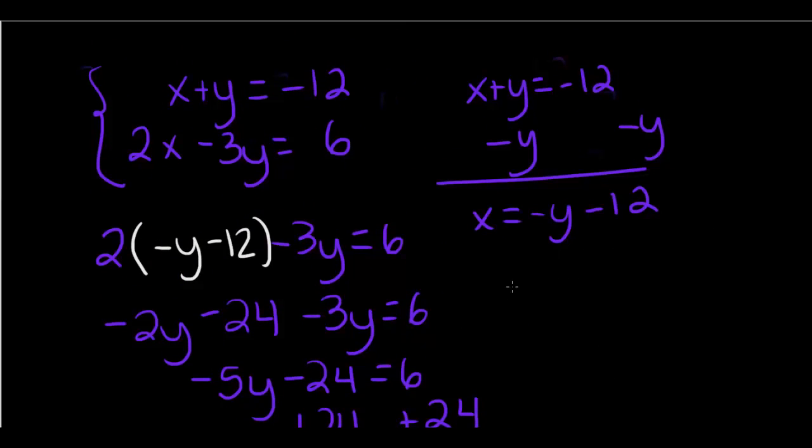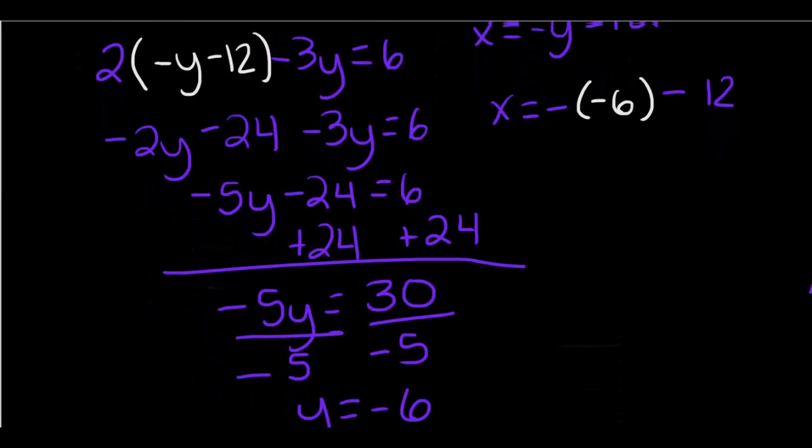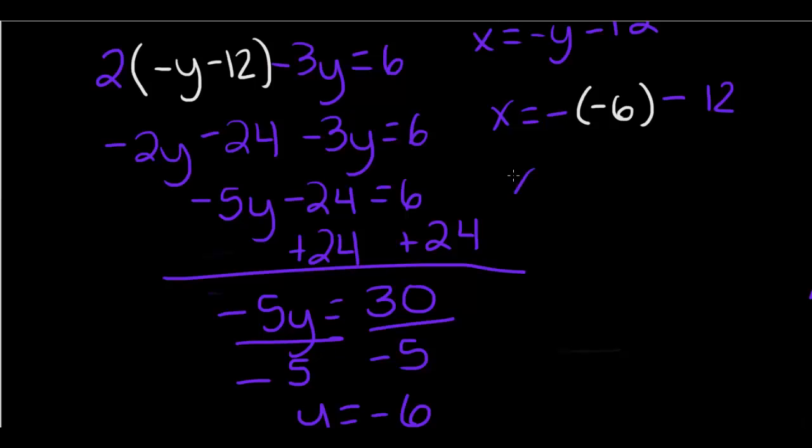Now that I know what y is, I can go back and enter -6 here. So it's going to be x equals negative, and then the value of y, which is -6, minus 12. Again, everything else stays the same. I'm just changing the value because I already know what y is. Negative times negative is positive, so it's going to be 6 minus 12. 6 minus 12 is -6.